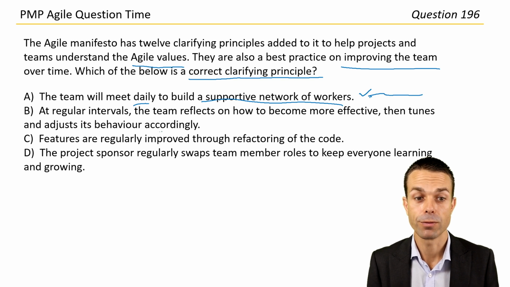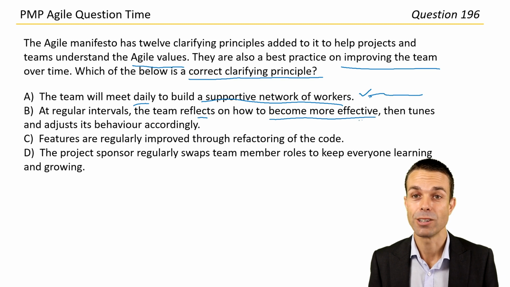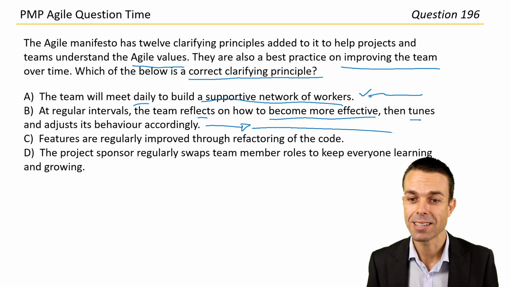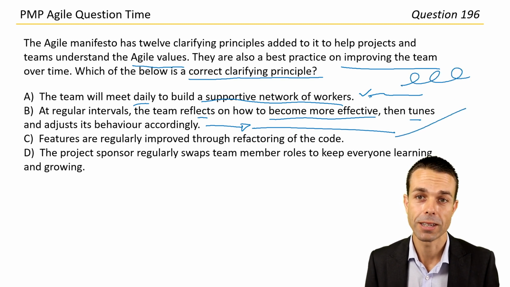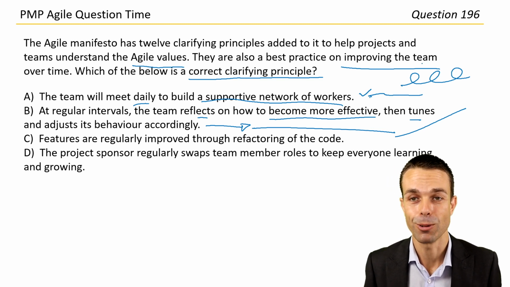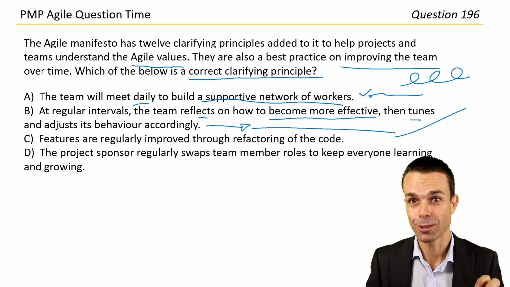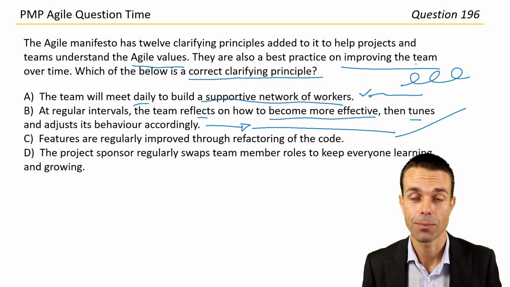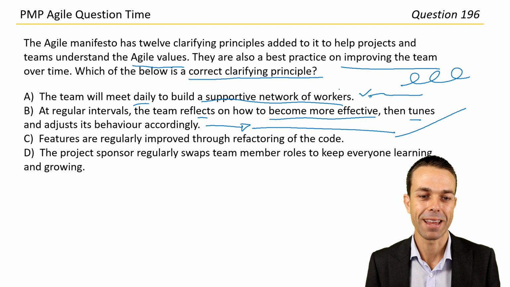At regular intervals, the team reflects on how to become more effective, then tunes and adjusts its behavior accordingly. And this is the iterative approach, where we're iterating and continually improving. And it's also the retrospective, if you will notice that. So at the end of each sprint, or at regular intervals, as it says here, nice and high levels, so it could meet any criteria or many different criteria. I think that's probably our best bet for now.